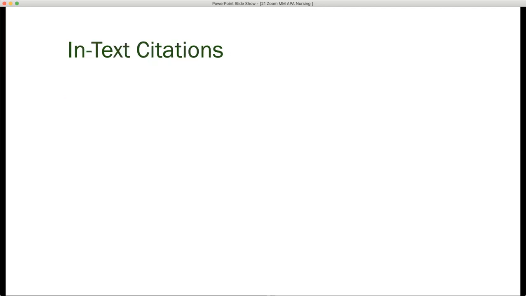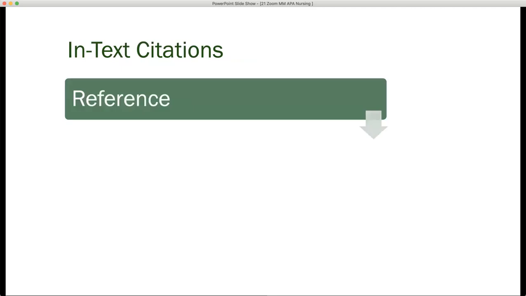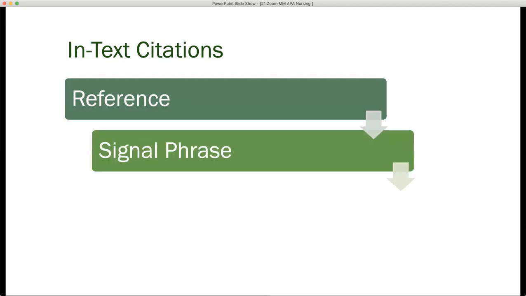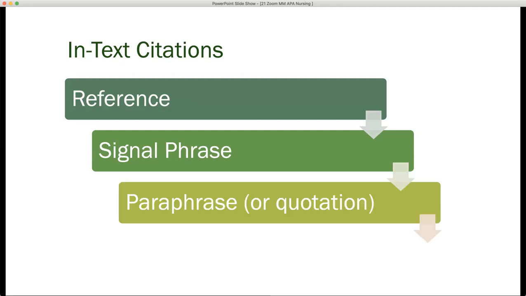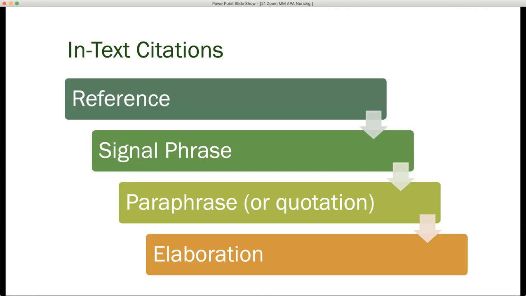There are 4 things to remember when it comes to in-text citations. We're going to have the reference written on the reference list first. We always want to kind of start with that. Then we're going to work on writing signal phrases. Then we're going to include the actual source material, either in the form of a paraphrase or a direct quote. And then we're going to elaborate on that. So we're going to look very closely at each part here.